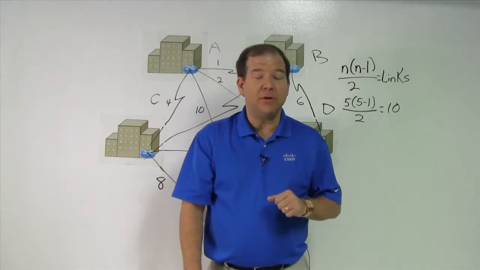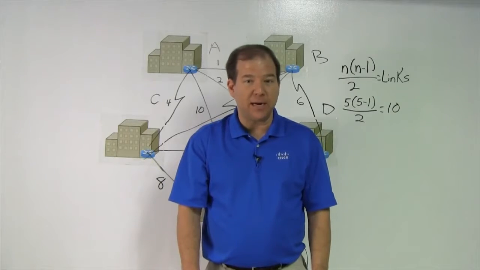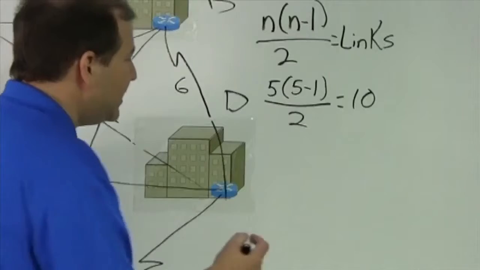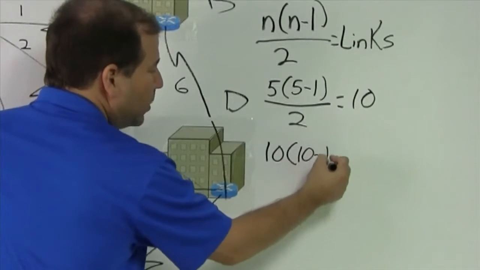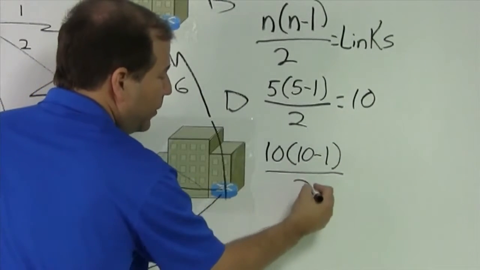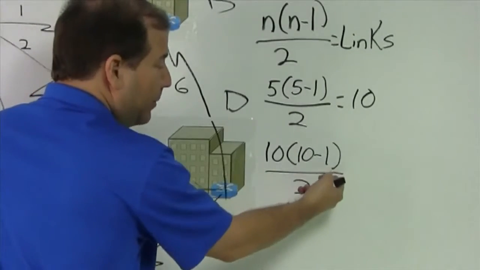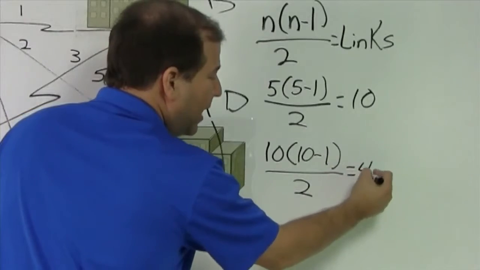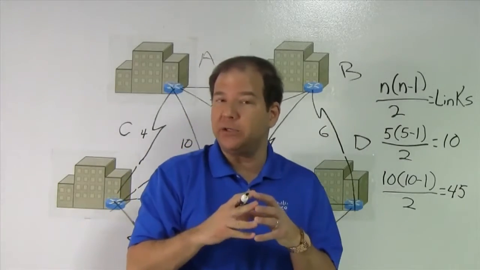Well, did you take the time to do the math? Do you know how many links it would take to fully mesh 10 different sites? Let's do the math together. If we had 10 sites, that's 10 times (10 minus 1) divided by 2. In other words, 10 times 9 is 90, divided by 2 would be 45. 45 links to fully mesh 10 sites.